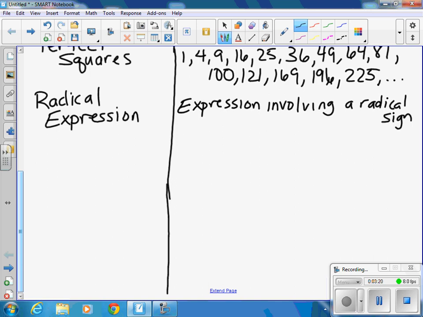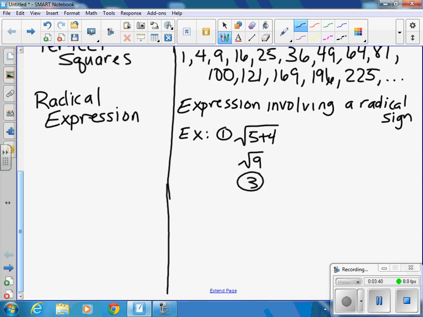Okay, and I'll give you a couple of examples just so you see what I'm talking about. The first one would be if I have radical 5 plus 4. 5 plus 4 is an expression, and it's underneath the radical sign. So we simplify this to make it square root of 9, and then we simplify further. Square root of 9 makes 3. So the final answer to this one would be 3.